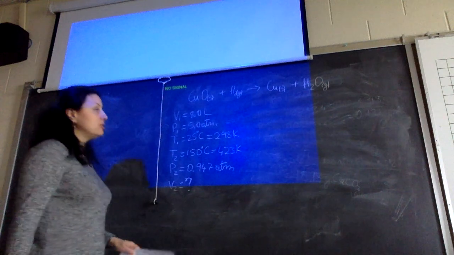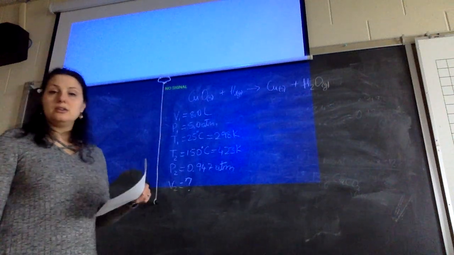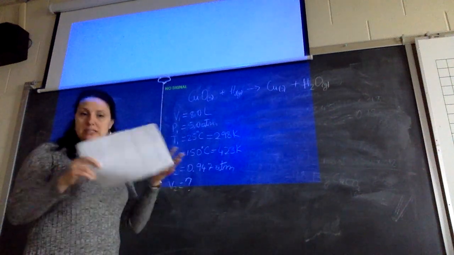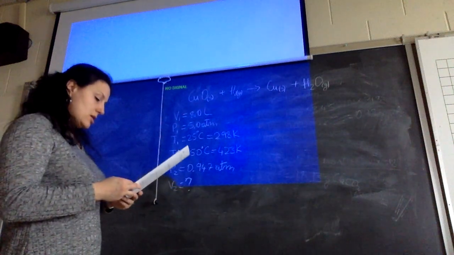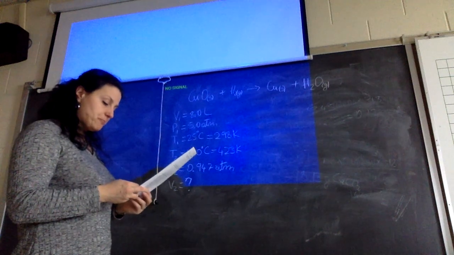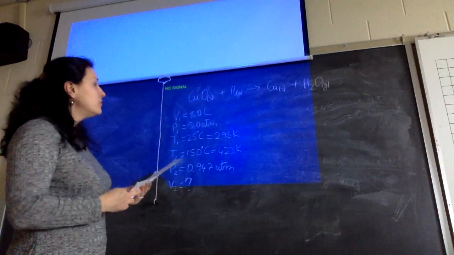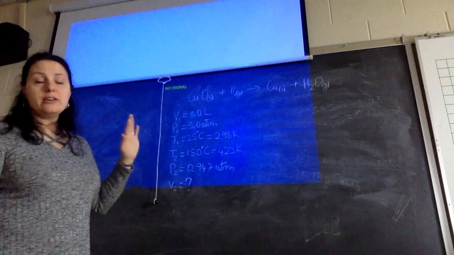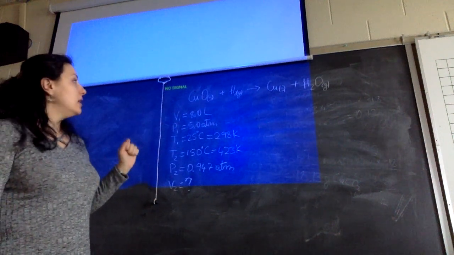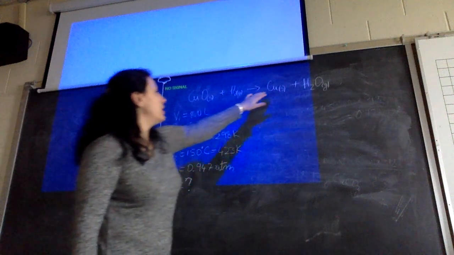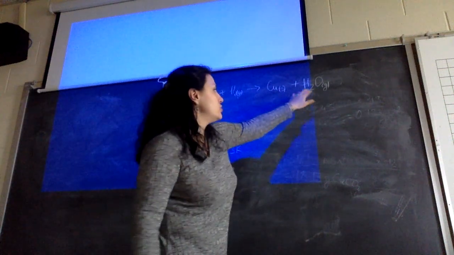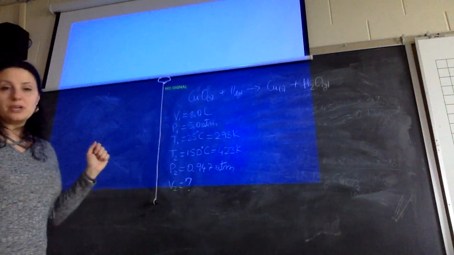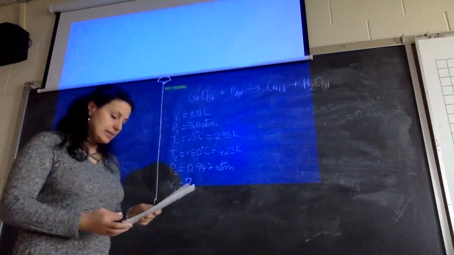Now, the volume of water, remember, is going to be the same as the volume of hydrogen because they're in the same container. Okay? So, first of all, let's look at this reaction and let's figure out if everything is balanced. I have 1 copper, 1 oxygen, 1 oxygen, 2 hydrogens, 2 hydrogens. And because I have a 1-to-1 ratio here, that is why the volumes are going to be the same.